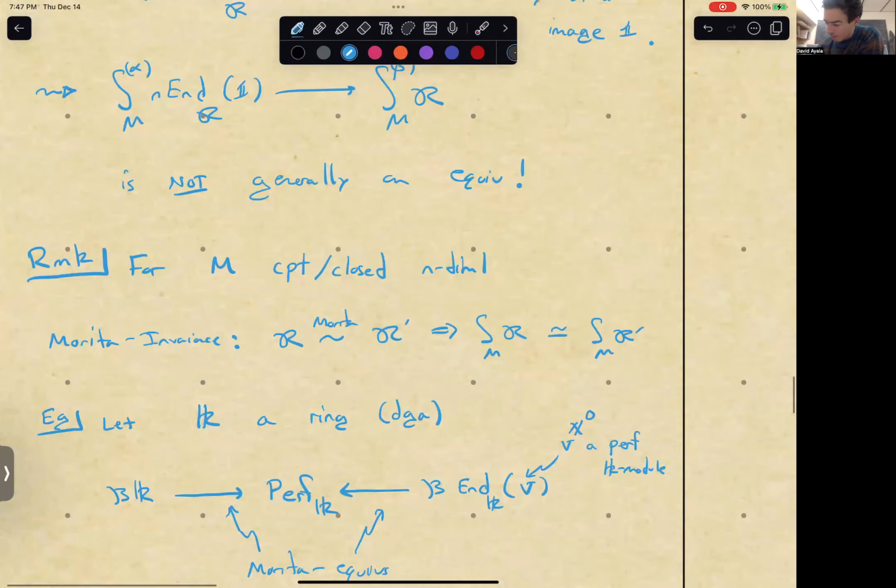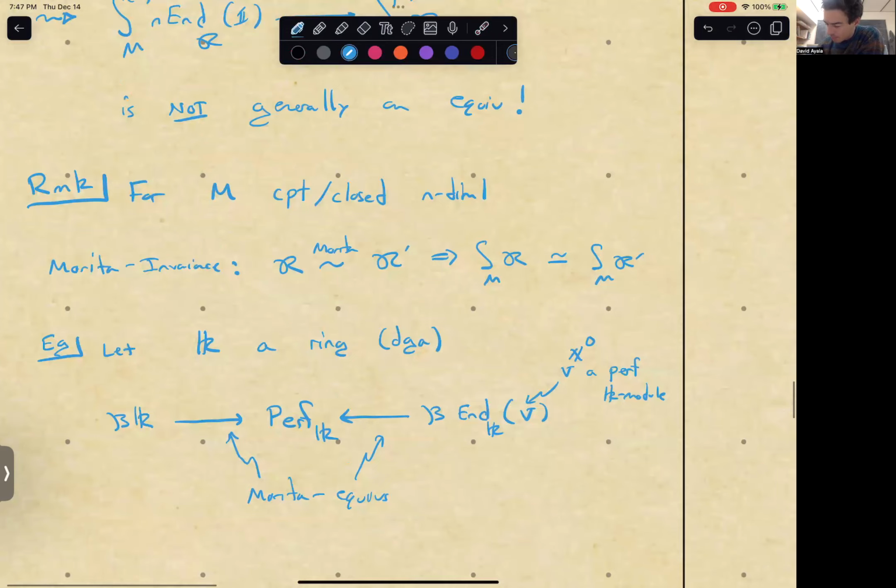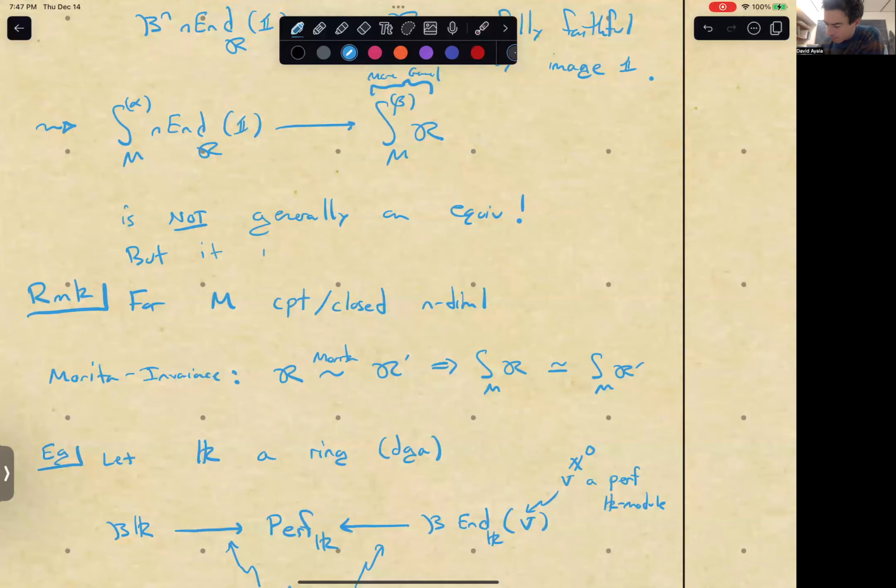So I'll say what it is. If perf, and so this is an n categorical version of perf. If perf of that En algebra is Morita equivalent with R, or for instance, if R is just equal to perf of it, then you get the same answer. I hope that makes sense.